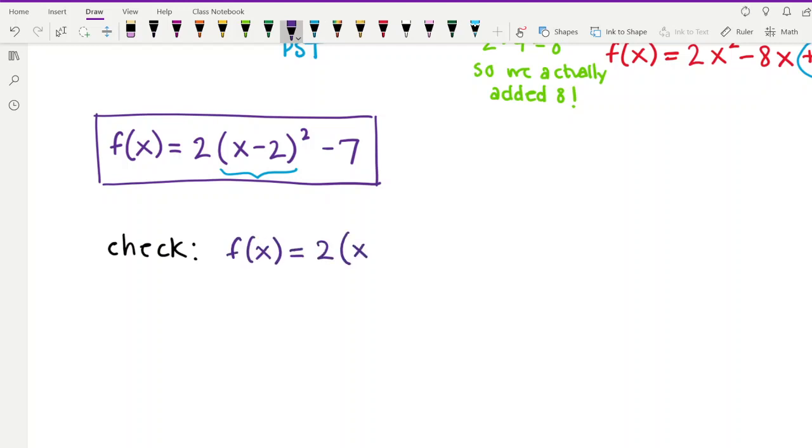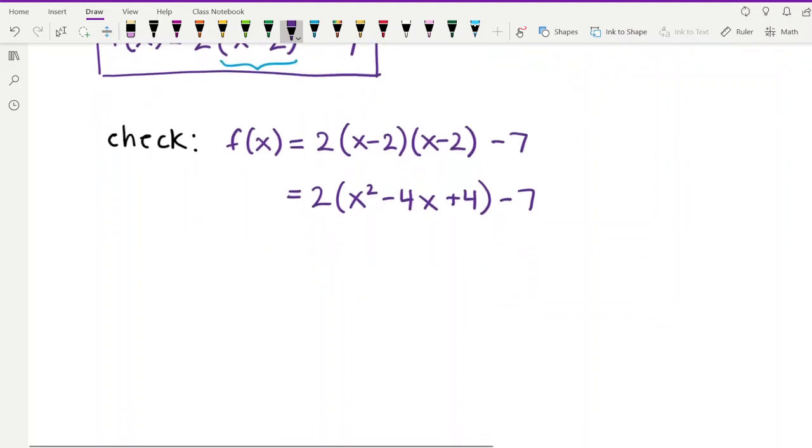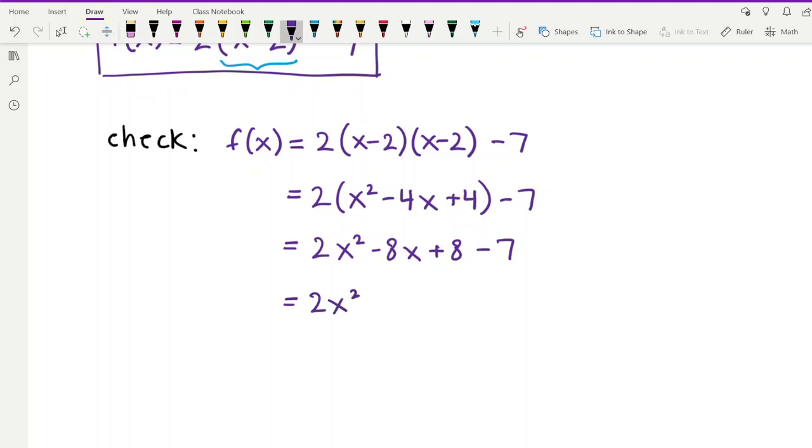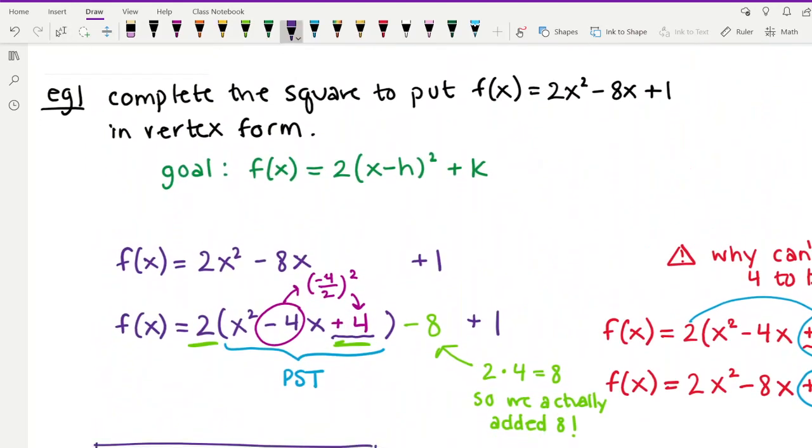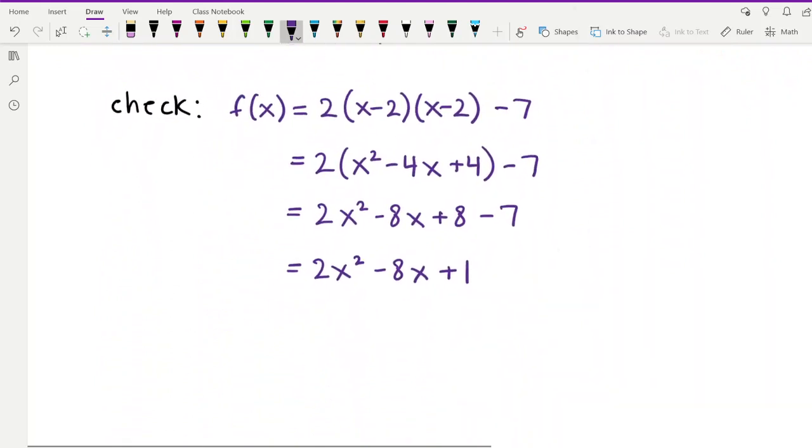So we have 2 times x minus 2 times x minus 2 minus 7. So this would be 2 times x squared minus 4x plus 4 minus 7. Now if we wanted to combine things, we need to distribute the 2. So we get 2x squared minus 8x plus 8 minus 7. And then this simplifies to 2x squared minus 8x plus 1. And if we go back to our original standard form, that's exactly what it was, 2x squared minus 8x plus 1. So now we can see that this is correct.